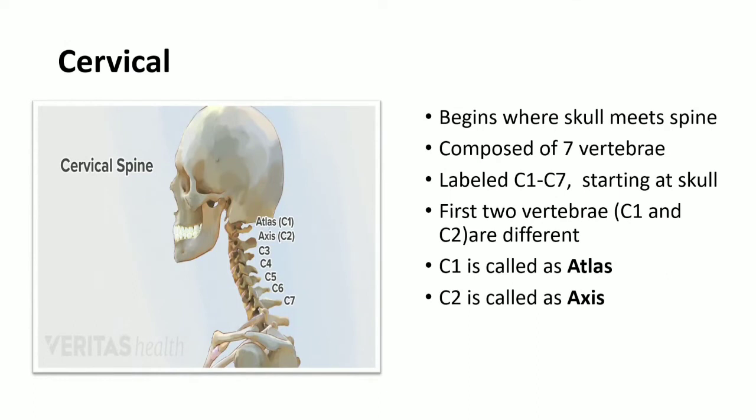Now let's see in brief the different parts of the vertebral column. First is cervical. Cervical begins from the skull. The cervical vertebrae, as discussed, are 7 in number. Starting from the skull they are labeled C1, C2, C3, C4, C5, C6 and C7 respectively. But the first two vertebrae are different from the other vertebrae in their structure. C1 is given the name atlas, whereas C2 is given the name axis.